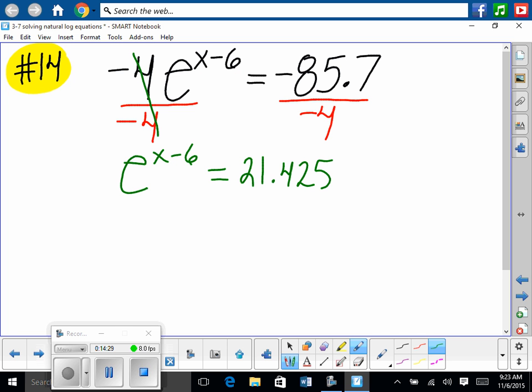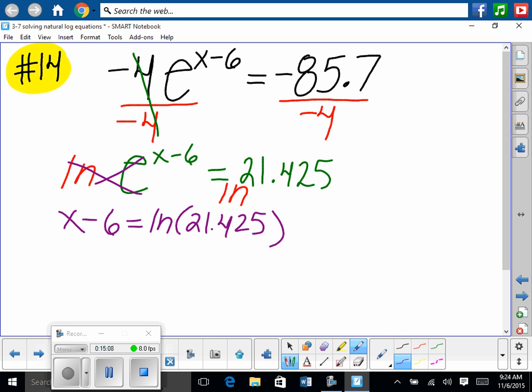Now, this is the special type of exponential function. Log does not undo it, but the natural log does. So now that we've isolated the base, normally we would take the log of the base. But we can't take the log of e. What we can do, though, is e's inverse is ln. So we're going to take the ln of both sides of the equation. Then ln and e cancel out. They're inverses of each other, leaving us with x minus 6 on the left. On the right, we have ln of 21.425.